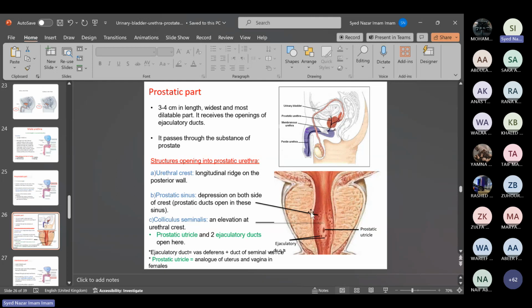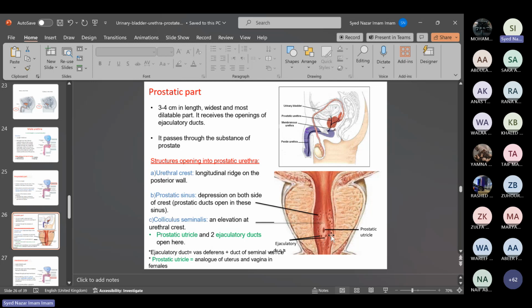Now, if you take a cut section of the prostatic urethra, you have two walls, the anterior wall and the posterior wall. We have some features in the posterior wall that you can see tomorrow or day after tomorrow in the lab. In the prostatic urethra, you will see in the center in the posterior wall, not in the anterior wall, one important structure that is called urethral crest. So this elevation is called urethral crest. And on the center, we have here the prostatic utricle, and then we have two ejaculatory duct openings here. And on the side of this urethral crest, we have the prostatic sinus.